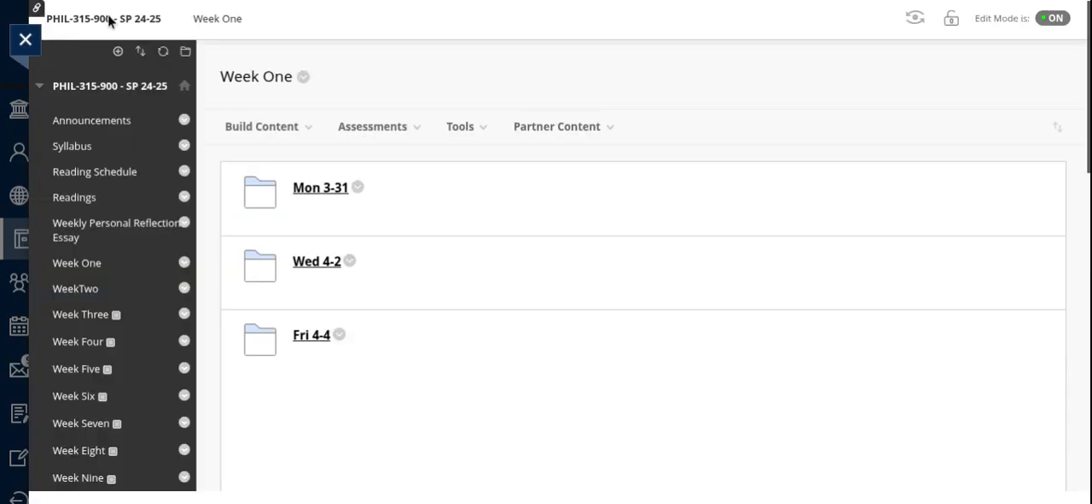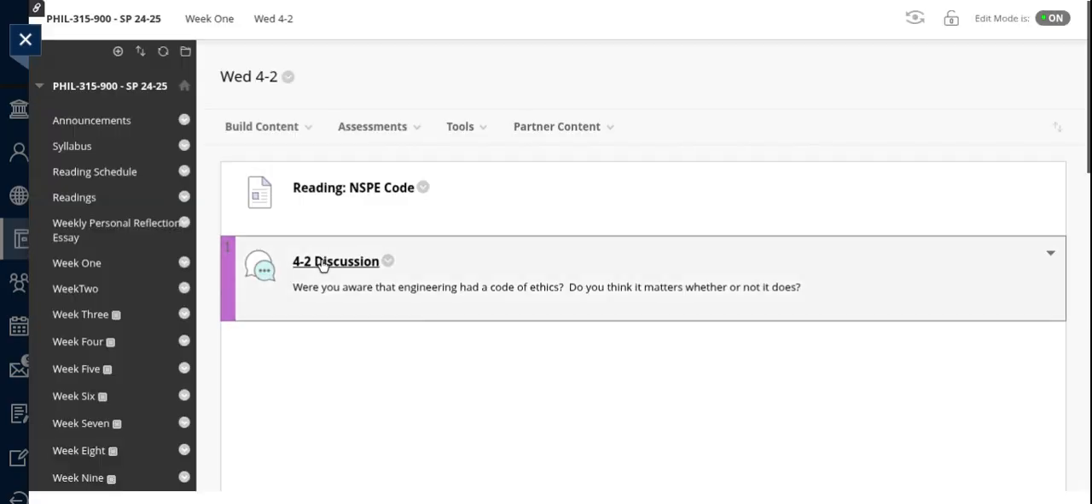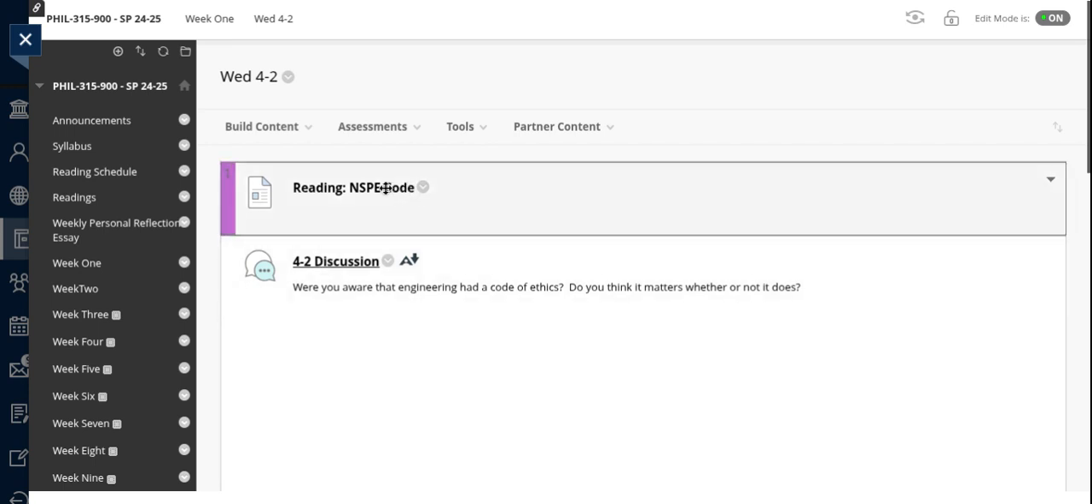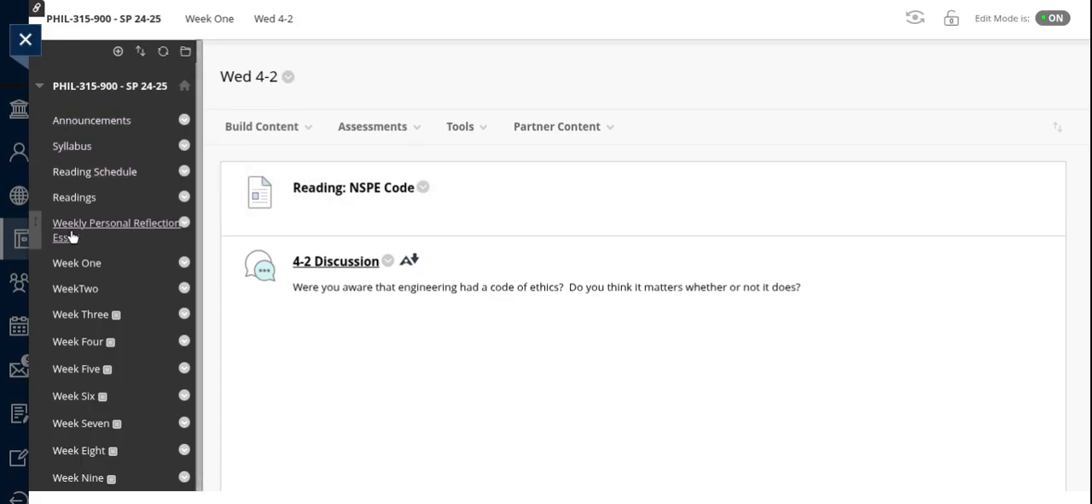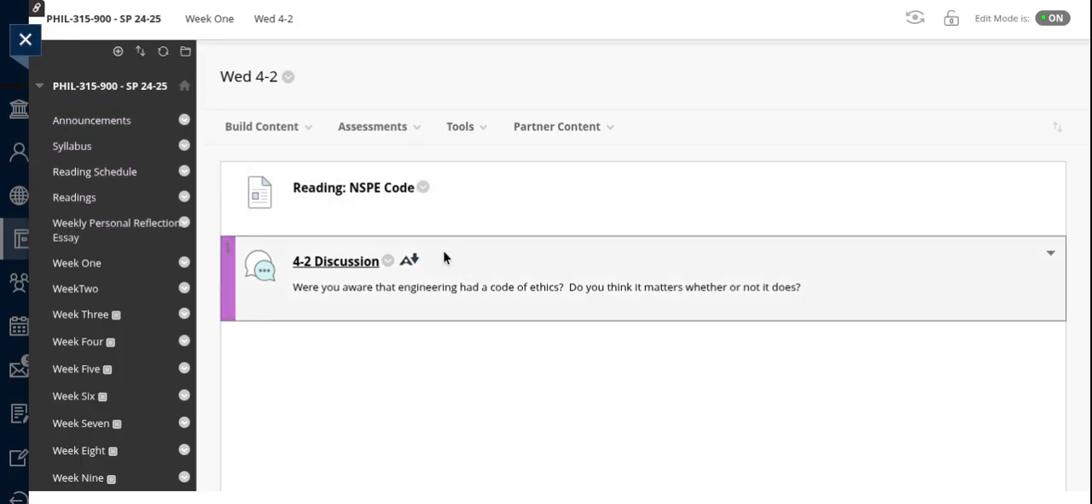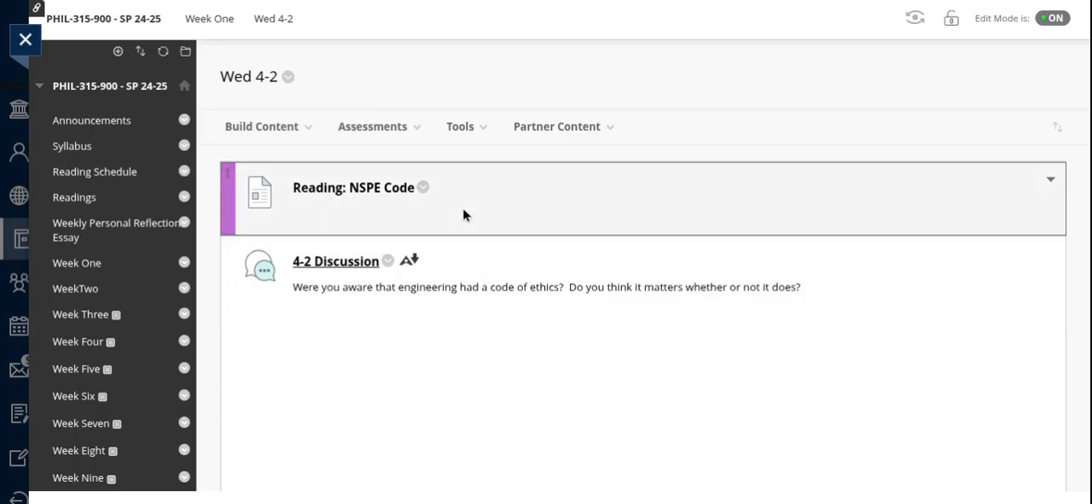But then Wednesday is more typical. You'll see that there's the reading. You won't actually find it there. It just tells you what the reading is, and then you go to Readings to do the reading. And then a discussion board, and that's your first requirement for the course, participation in the thrice weekly, 3 times a week, discussion boards. There's a discussion board for every reading, and there's readings Monday, Wednesday, and Friday.